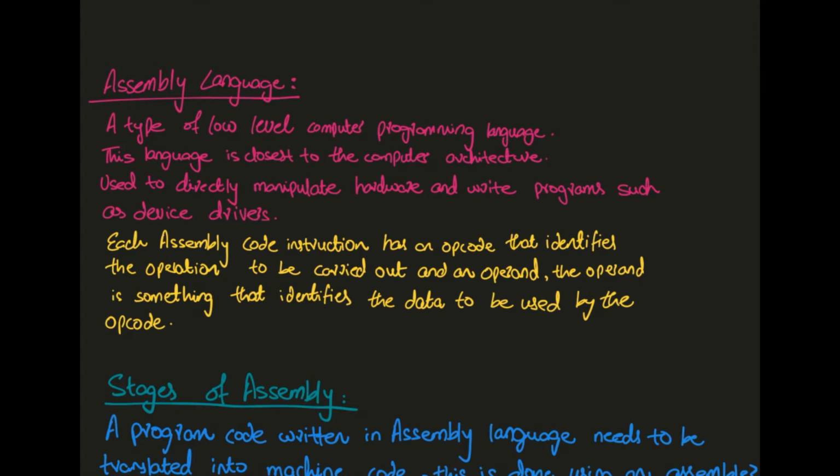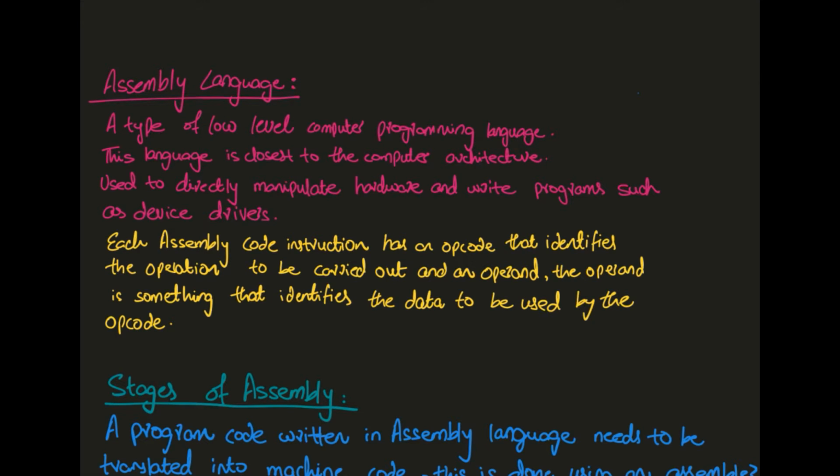First of all, we need to be aware of what assembly language really is. It is a type of low-level programming language, and this language is closest to the computer architecture. High-level programming languages like C or even Python are not close to the computer architecture. Assembly is used directly to manipulate hardware and write programs such as device drivers, so it works very closely with the computer architecture.